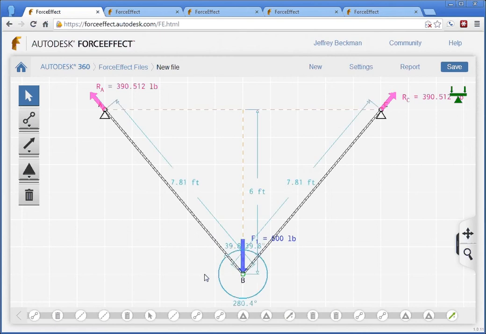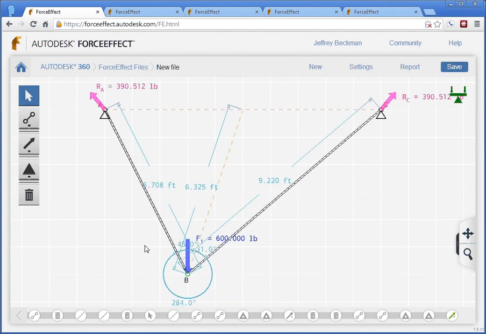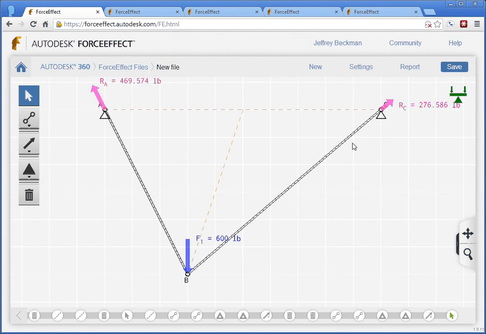If we move this over to one side or the other, we can see that the forces change. So whichever anchor we're closer to, that leg of this anchor is going to have more load in it, 470 pounds versus 276 pounds. So this is just the basics of how forces work with these angles. A lot of people are accustomed to dealing with this in anchors. Well, it's really the same thing for highlines.